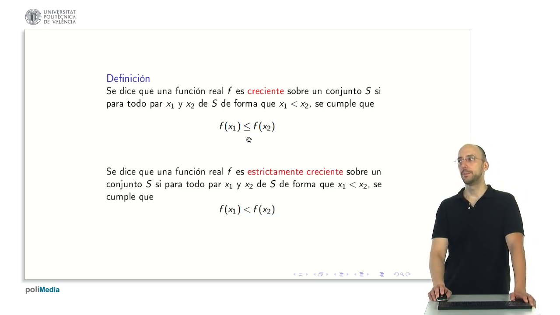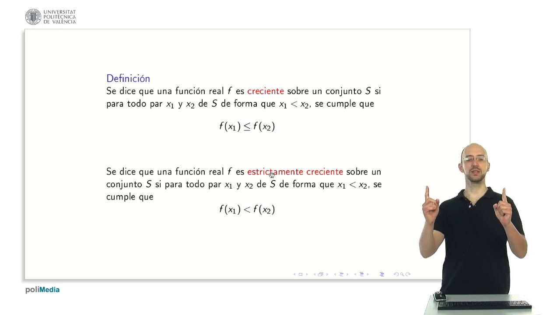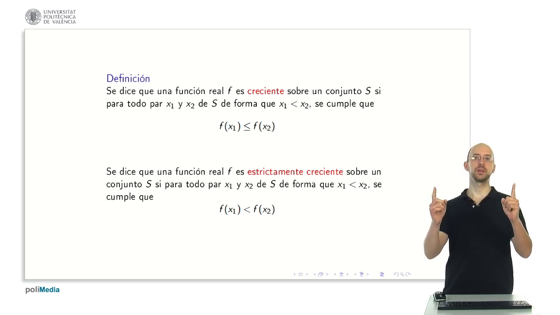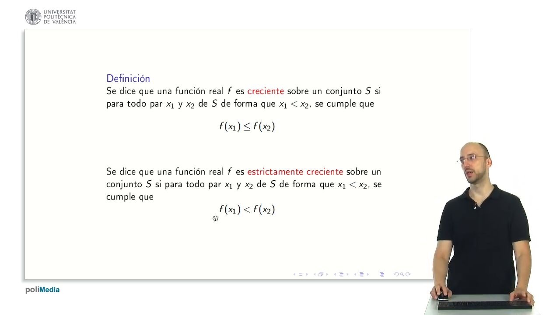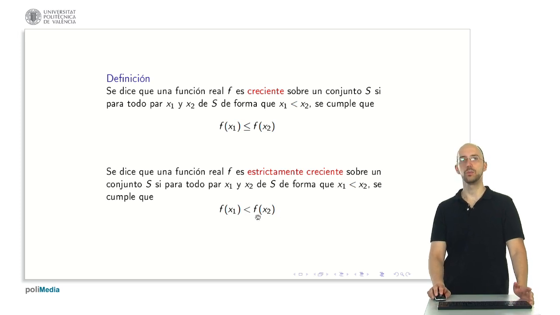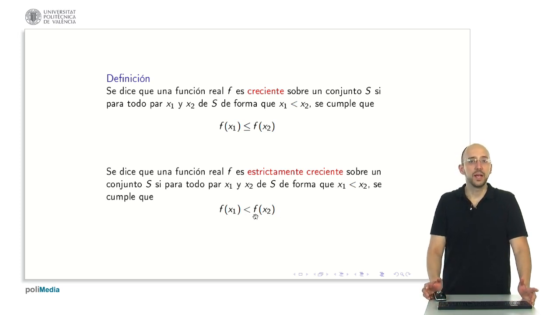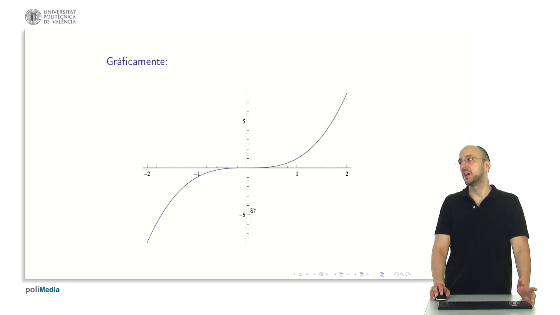A function is considered strictly increasing when the same rule applies. Take 2 points, x1 and x2, with x2 being larger. At x2, the function value is greater than at x1, and more importantly, it cannot be equal. This means f of x1 is less than f of x2. Mathematically, this definition might seem complex, but it's straightforward when viewed graphically.